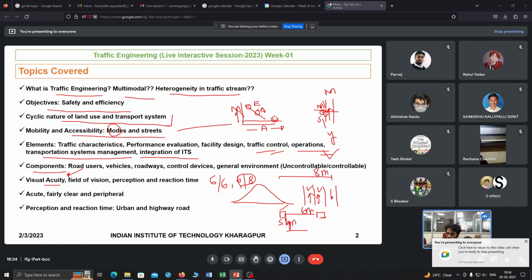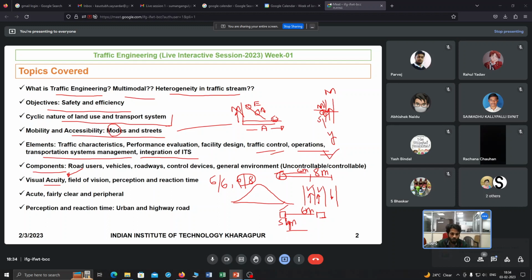So suppose you are seeing the same traffic signal from a distance of 6 meters. Now is your performance bad or good? What do you think? Your performance is bad, right? Because the standard is you should see from a distance of 8 meters. So you are not able to see from 8 meters, so you have to come 2 meters closer, and then you are seeing from a distance of 6 meters, right? So it is called the visual acuity.